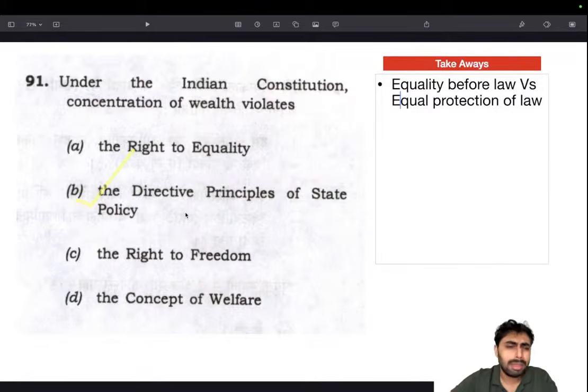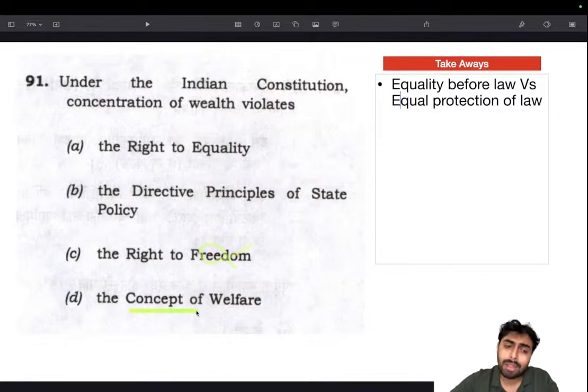But also we can think about it in a more logical way. Right to freedom. How does concentration of wealth violate right to freedom? Because if somebody is concentrating wealth by legal, legitimate means, it's their right to freedom. So it doesn't really violate any right to freedom. So that is there. Concept of welfare.